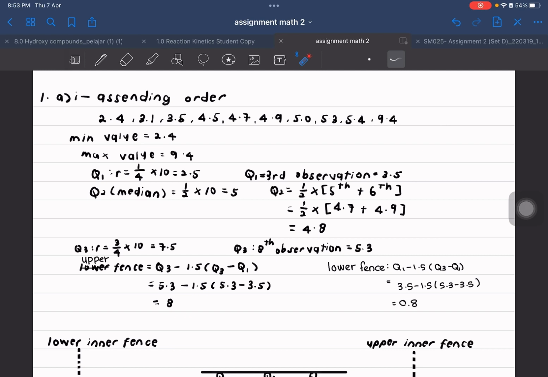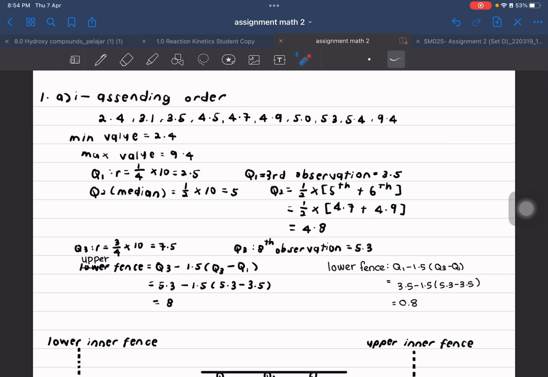To find the first quartile, we can use the formula R is equal to 1/4 multiplied by the number of observations. So here, the solution is 1/4 multiplied by 10, which equals 2.5. And the answer is the 2.5th observation. Now we can round off the answer and we will get the third place observation, that is equal to 3.5. So for the second quartile, we can use the formula 1/2 multiplied by 10, equal to 5.